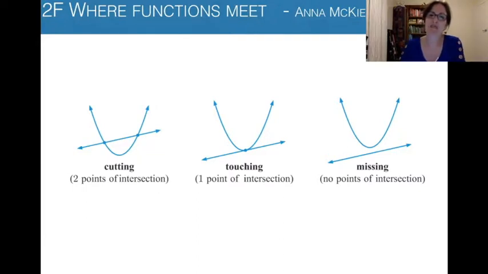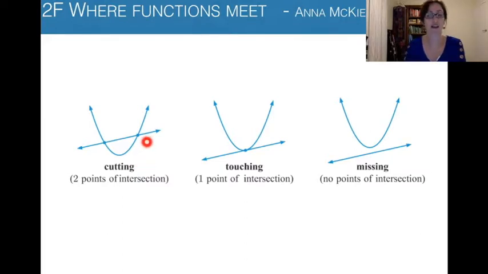Lovely to meet you. Speaking of meeting, today we're going to talk about where functions meet. So there's three types of scenarios that can happen here. If we have two functions, we may have a quadratic, a parabola for one, and we may have a straight line, a linear for the other. Doesn't really matter. There's three versions that you could have.